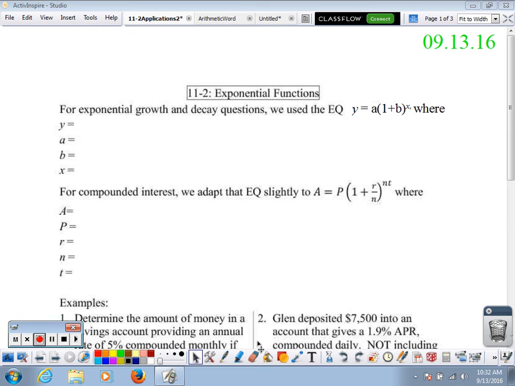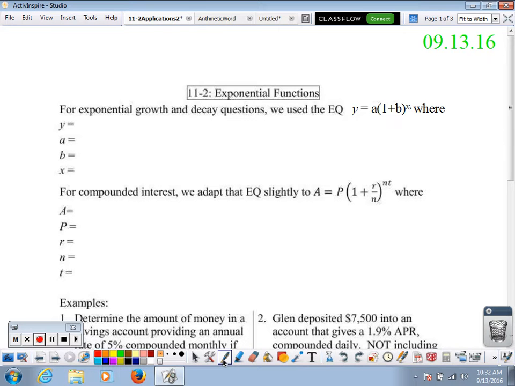Okay, today we're going to take another look at exponential functions. Yesterday we started with the basic one for an exponential growth or decay, where we have y equals a times the quantity 1 plus b, the quantity raised to the x. Now each of those variables meant something specific.